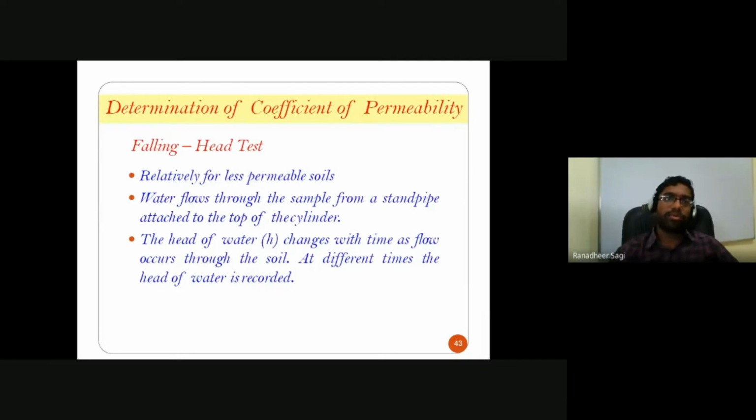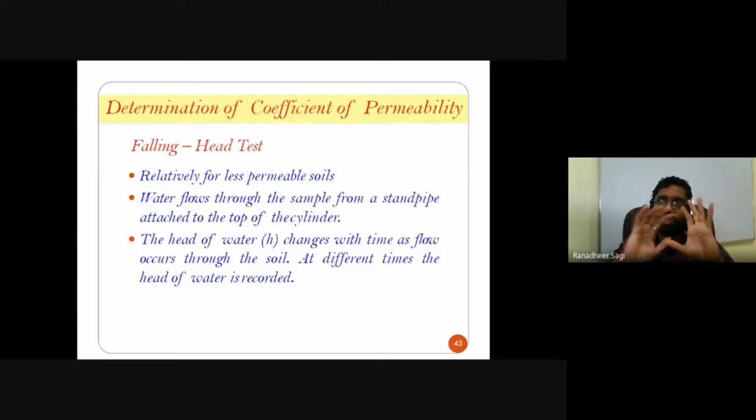Okay. Next, moving on to your falling head test. That's the other type of lab test which is performed in the case of soils which have low permeability, that's nothing but your fine grained soils. This particular test is used for less permeable soils. It could be silty soils or clayey soils. Water flows through the soil sample from a standpipe attached to the top of the cylindrical mold.